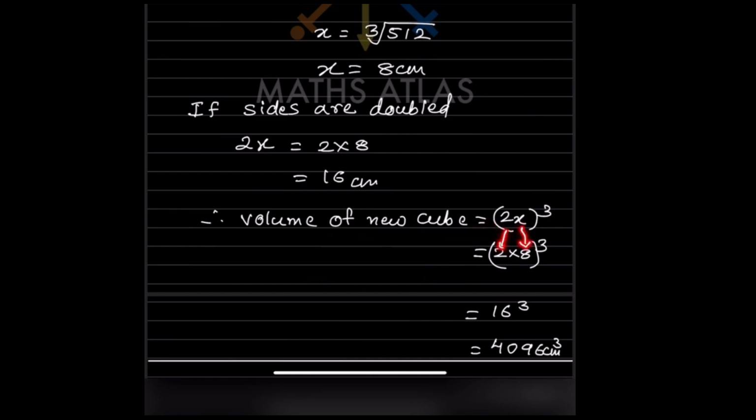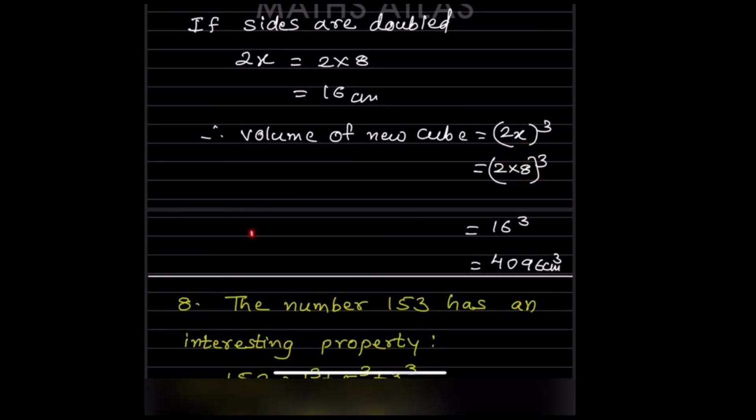or you can first write the value of x, because the value of x we have got as 8. So this will be 16 cube. Anyway, if you do either, you will get the same answer. So 16 cube means you multiply 16 into 16 into 16, and the answer is 4096.